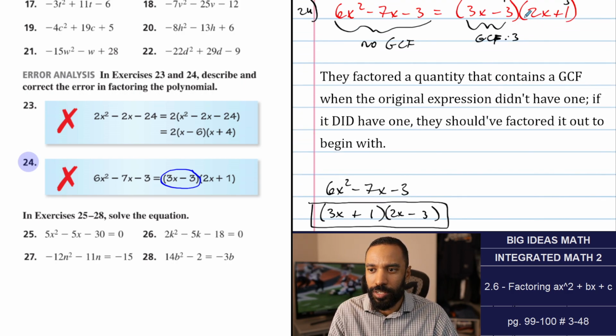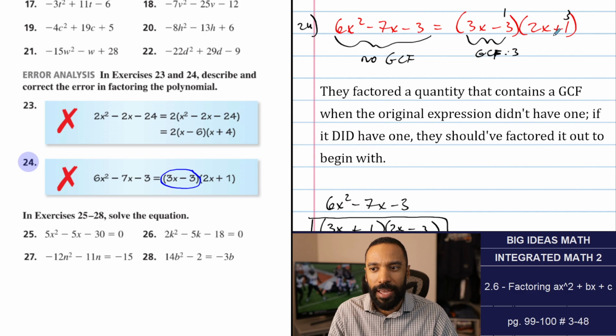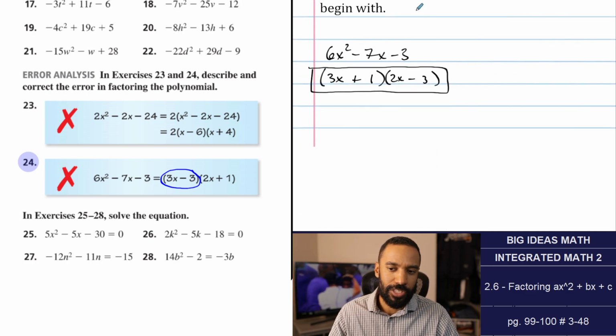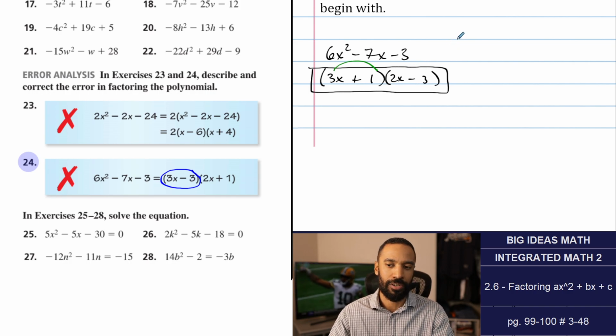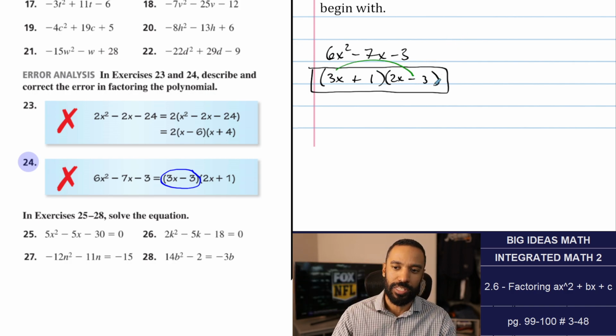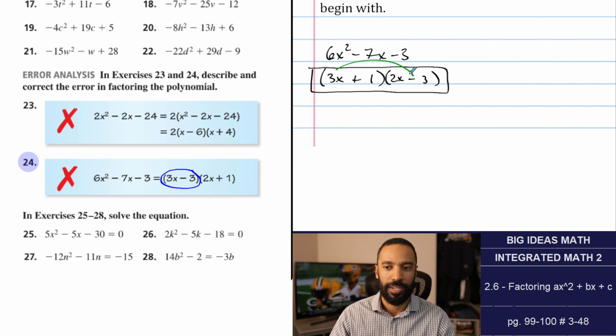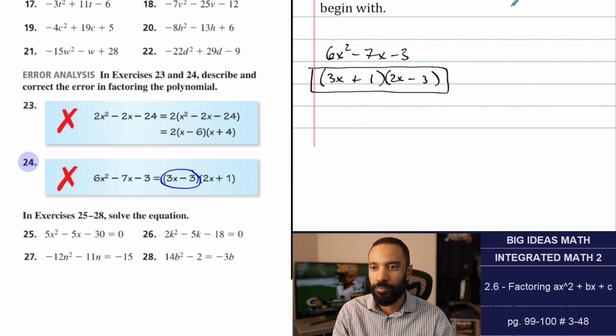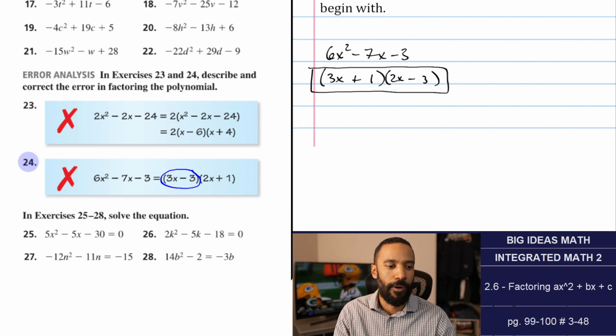Now, what was different from their answer? They had minus 3 and plus 1, but in the wrong spots. See, when we FOIL, we don't multiply these two and multiply these two and add them together. No. It's these two multiplied plus these two multiplied, and that ends up being it. Okay, that's 24.